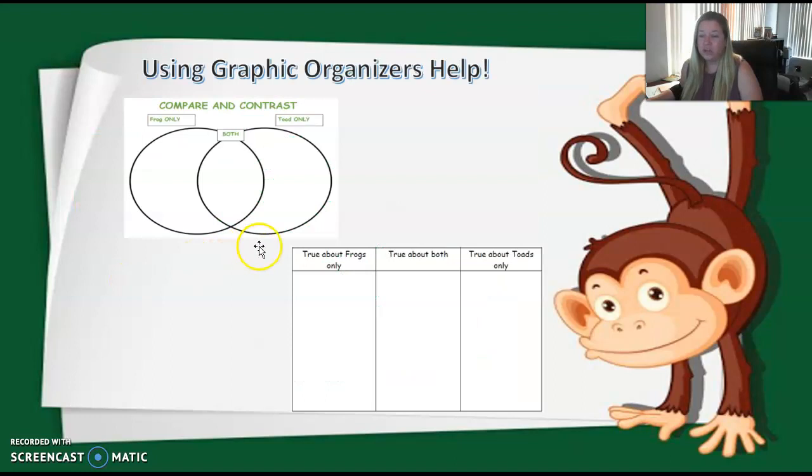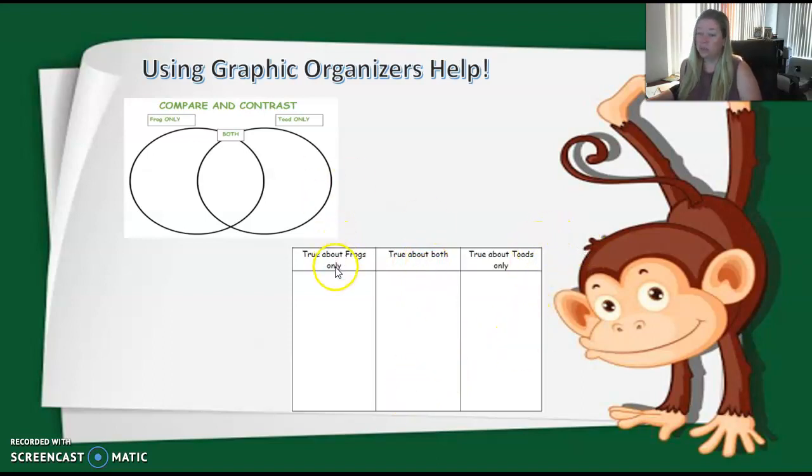So we could use this graphic organizer to help us compare and contrast. Right here would be frogs, right here would be toads, and in the middle, what they both have in common. Something that is true about frogs only is they have long, powerful legs. Something about toads, they have short legs. Something about both of them, they are both called amphibians, and they both eat insects.